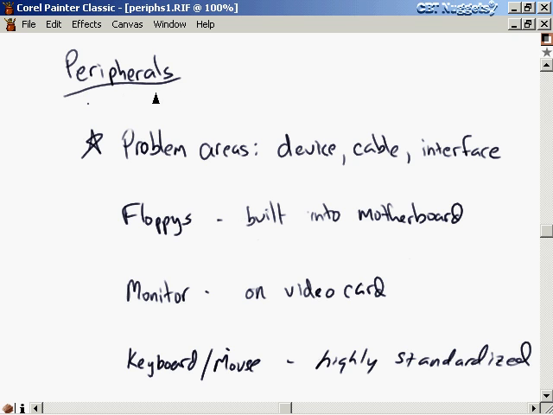Let's talk a little bit about peripherals and problems you might run into with peripherals on your computer. And when I'm talking about peripherals, I'm talking about anything that hooks up to your computer, like a printer, a scanner, an external zip disk. Even an internal hard drive is a peripheral. Even though it's inside your computer, that hard disk could easily be an external hard disk outside your computer. I guess all I'm trying to get across here is that it doesn't have to be outside of the case of your computer to be a peripheral. It could be inside. So the problem areas that I've listed here are with the device itself.